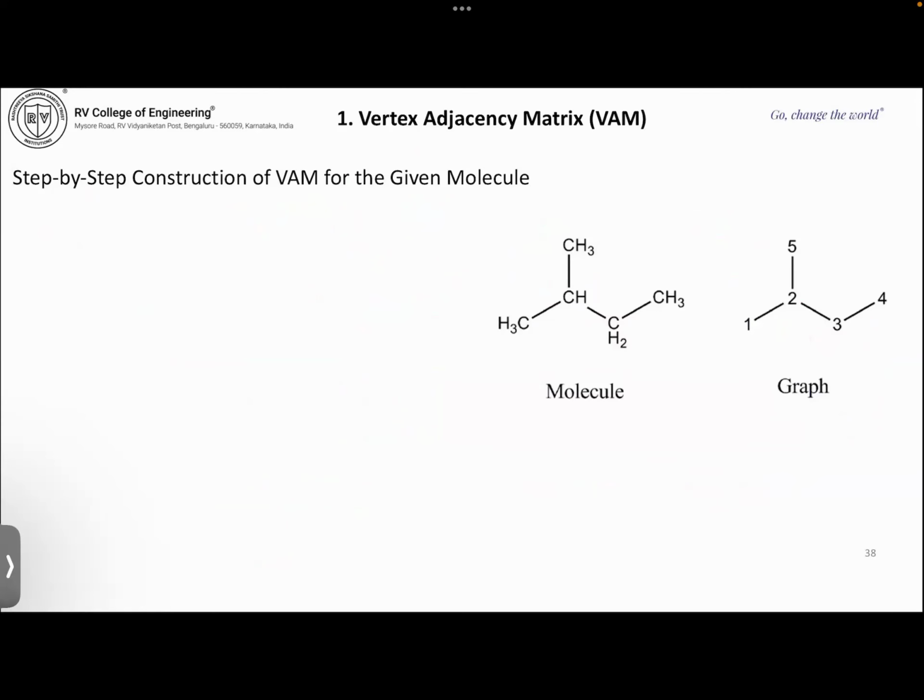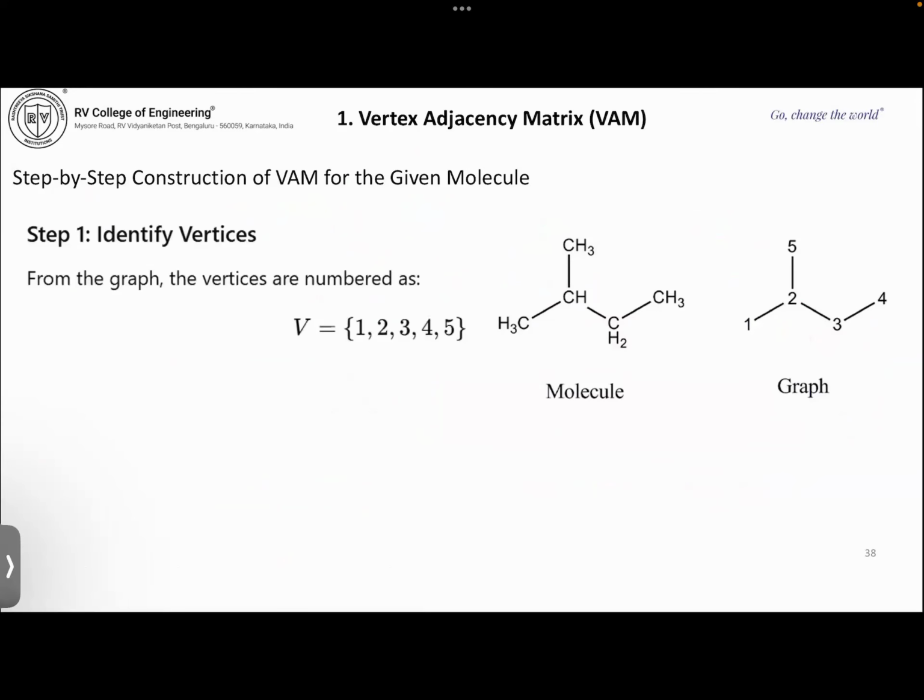Next, let us understand the steps involved. How do you construct a matrix for this? First, you should identify the vertices. If they give you a molecule like 2-methyl butane, you have to write the molecular structure like this, and the molecular structure is converted to a graph like this.